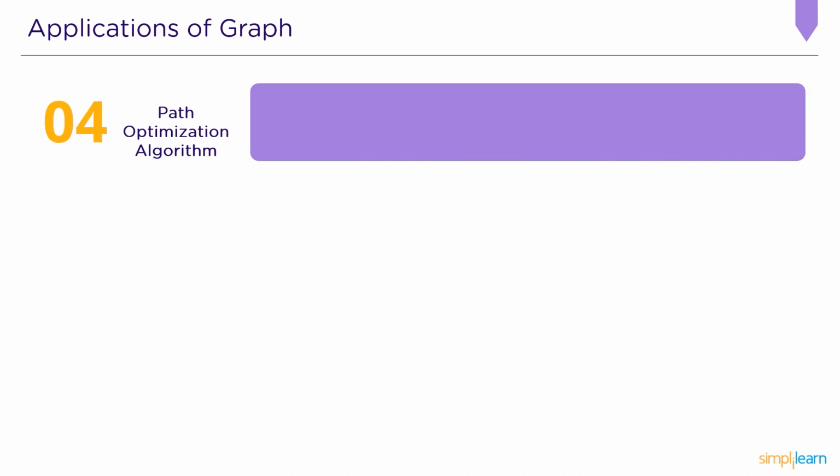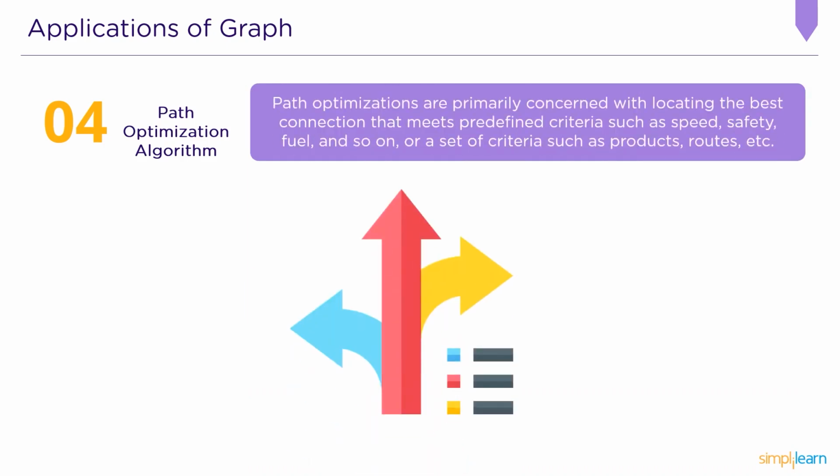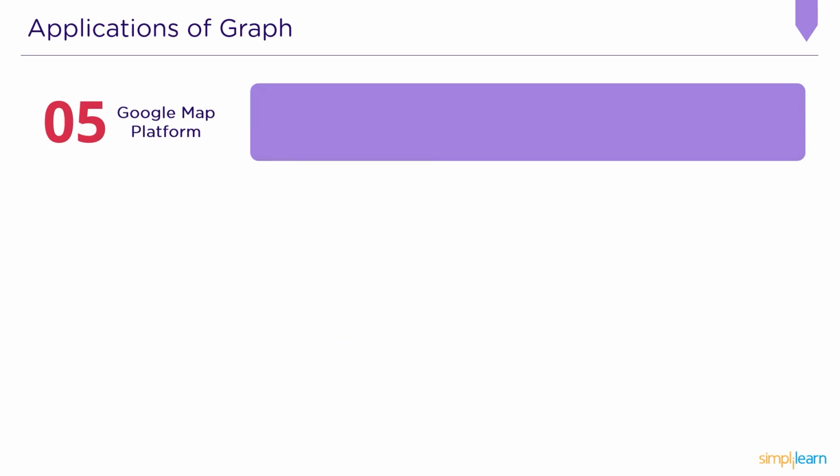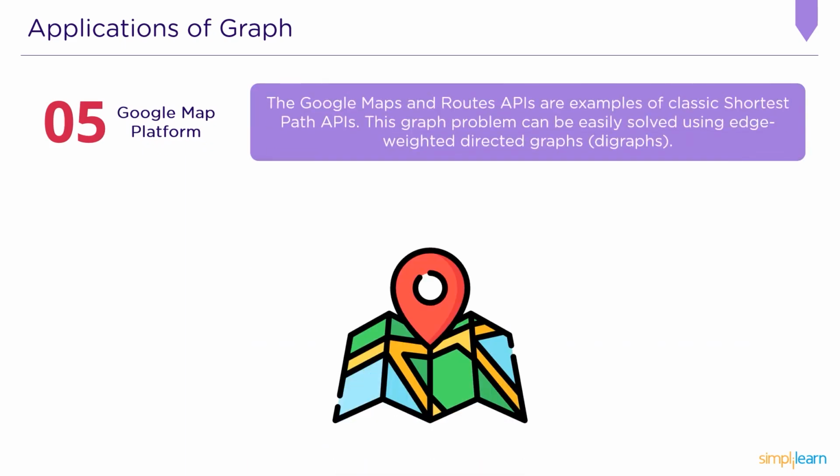After that, we have a path optimization algorithm. Path optimizations are primarily concerned with locating the best connection that meets predefined criteria such as speed, safety, fuel, and so on, or a set of criteria such as products, routes, etc. Next, we have Google Maps platform as an application of graphs, with the Google Maps and Routes API, which are examples of classic shortest path problems. This graph problem can be easily solved using edge-weighted directed graphs or digraphs.